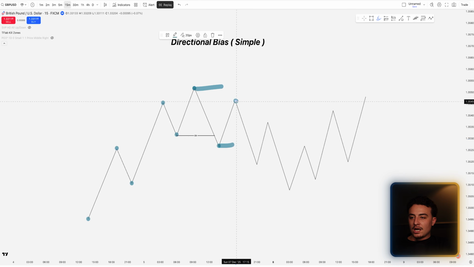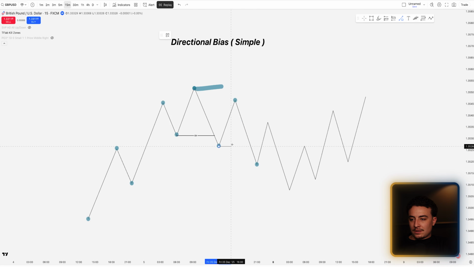Then price puts in a lower high. Why is it a lower high? Because it's lower than the previous high. It's that simple. It's a lower high because it's lower than the previous high. And then it trades off, breaking the low, giving us a break of structure to the downside. That's how it works. This is reading your directional bias.